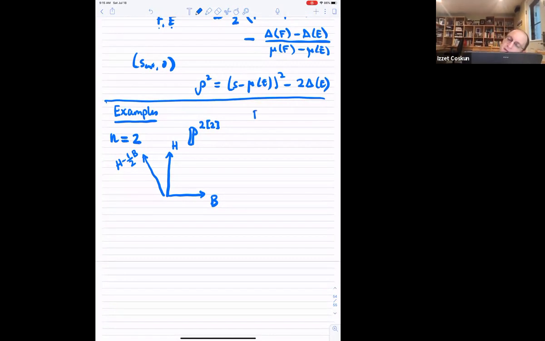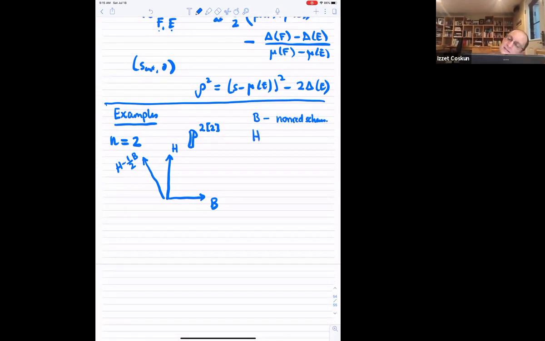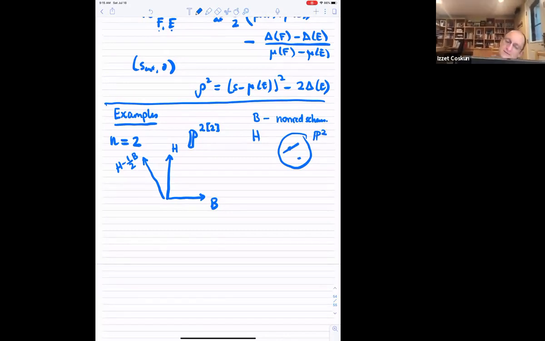Remember, B is the divisor of non-reduced schemes. So this is when two of the points collide, right? And H is, you fix a line on your P2 and you ask that one of your points lies on the line, okay? And what we've discovered before is that this is the ample cone. This is the effective cone.